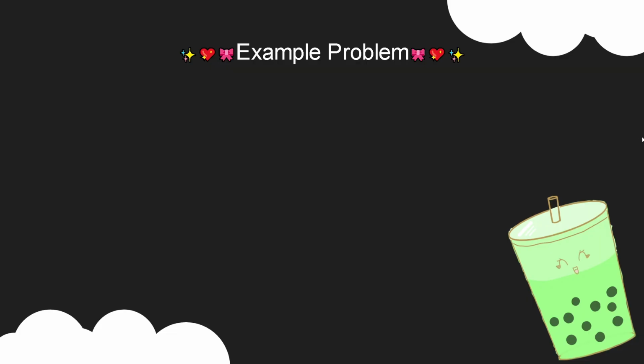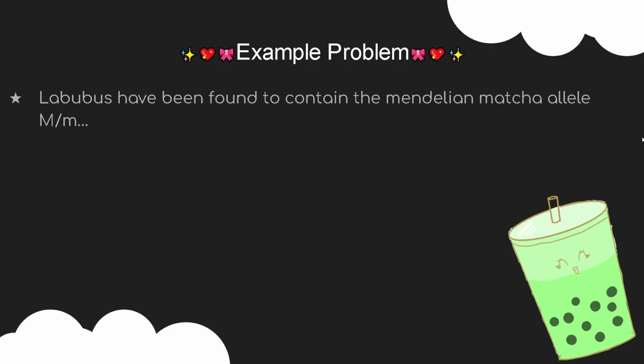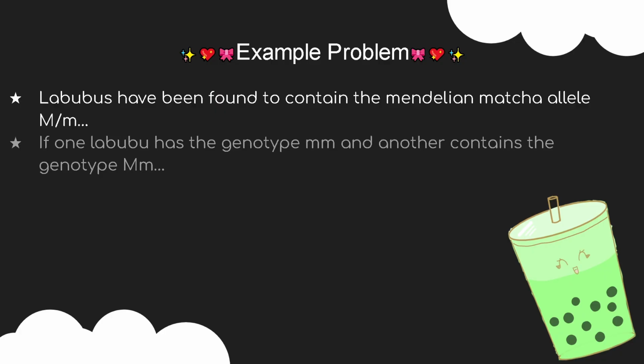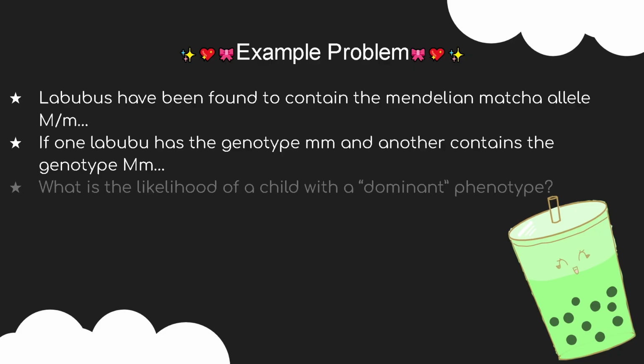Now for our practice problem. Labubus have been found to contain the Mendelian matcha allele, capital M and lowercase m. If one Labubu has the genotype lowercase m, lowercase m, and another contains the genotype uppercase M, lowercase m, what is the likelihood of a child with a dominant phenotype?